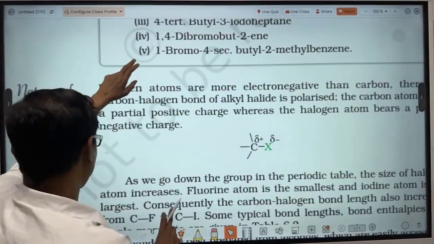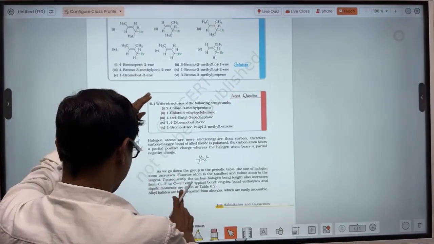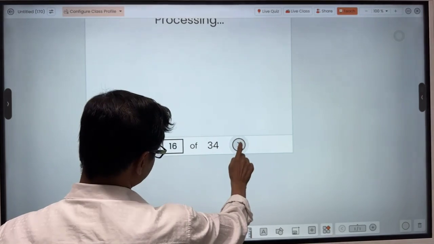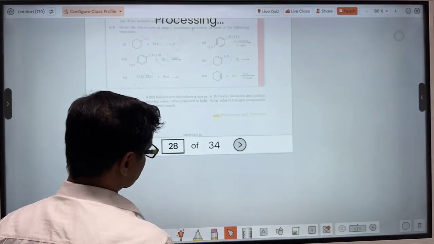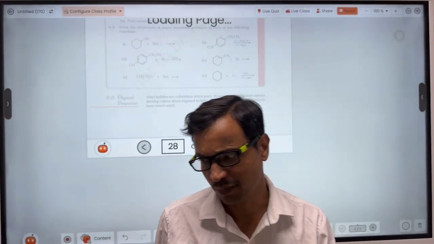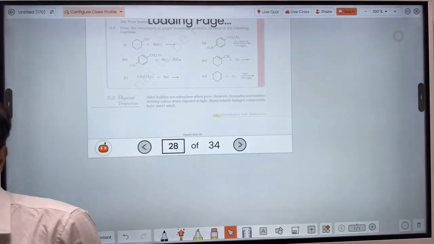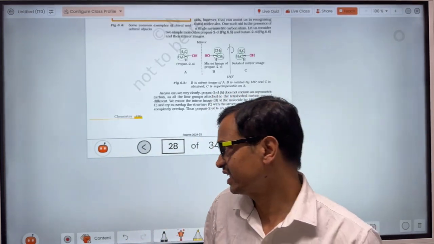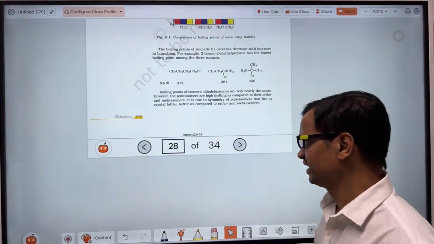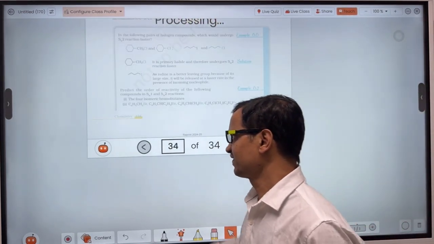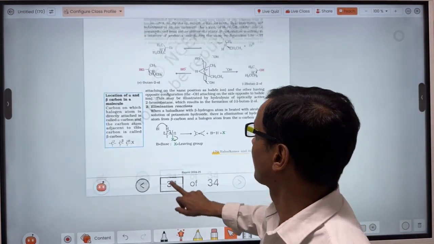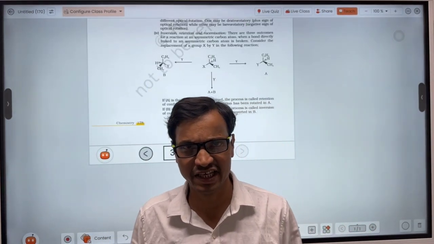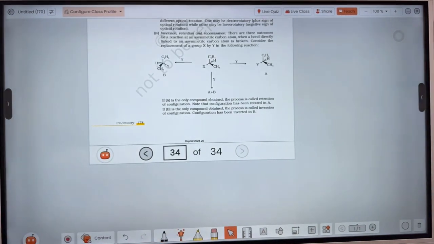Guys, that was about the nomenclature, but of this chapter there are some exercise questions which are also asked frequently. From the exercise there are questions which are so important that they are usually asked in the IIT main examination as well as in the NEET examination. Let's see here.